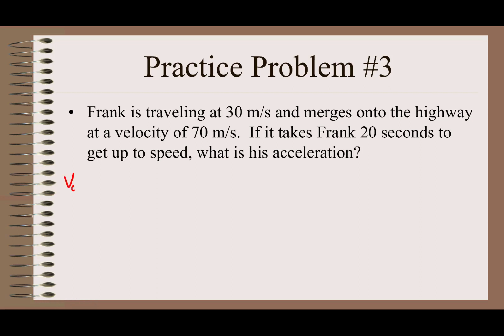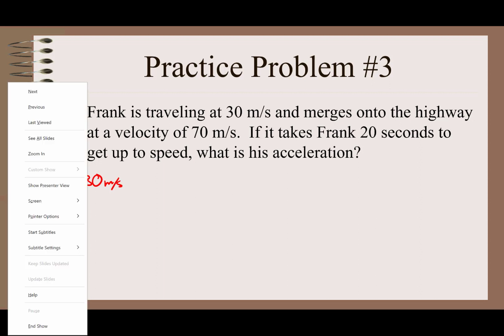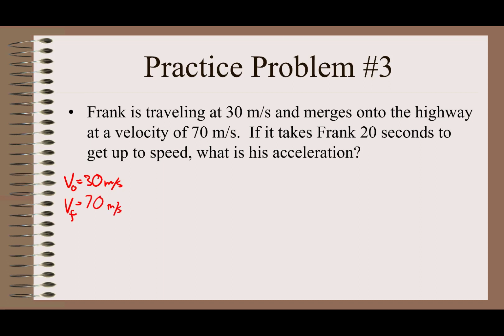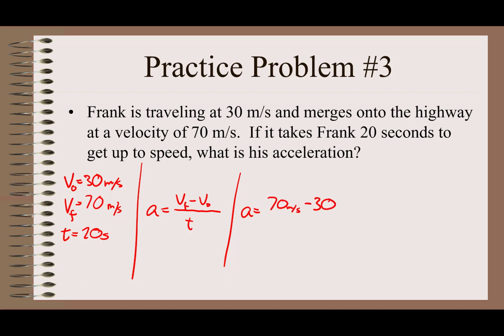So here we go. Initial velocity is 30 meters per second. Final velocity, 70 meters per second. And the time it takes to do that is 20 seconds. So, again, let's ask for acceleration. This will be the last time we actually use this equation. Just want to give you some different examples of it. Vf minus V0, all right, over t. So acceleration is 70 meters per second minus 30 meters per second over 20 seconds. All right, so that gives you an acceleration of 2 meters per second squared.